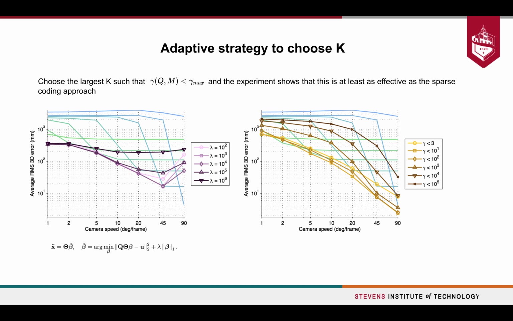Then he used some adaptive strategy to choose k, which is like finding the max k that makes this condition number smaller than some threshold. And he compared with another sparse coding method, which penalizes the norm of the coefficient, making each track represented by a smaller number of bases, and he showed their method is at least as effective as the sparse coding approach.